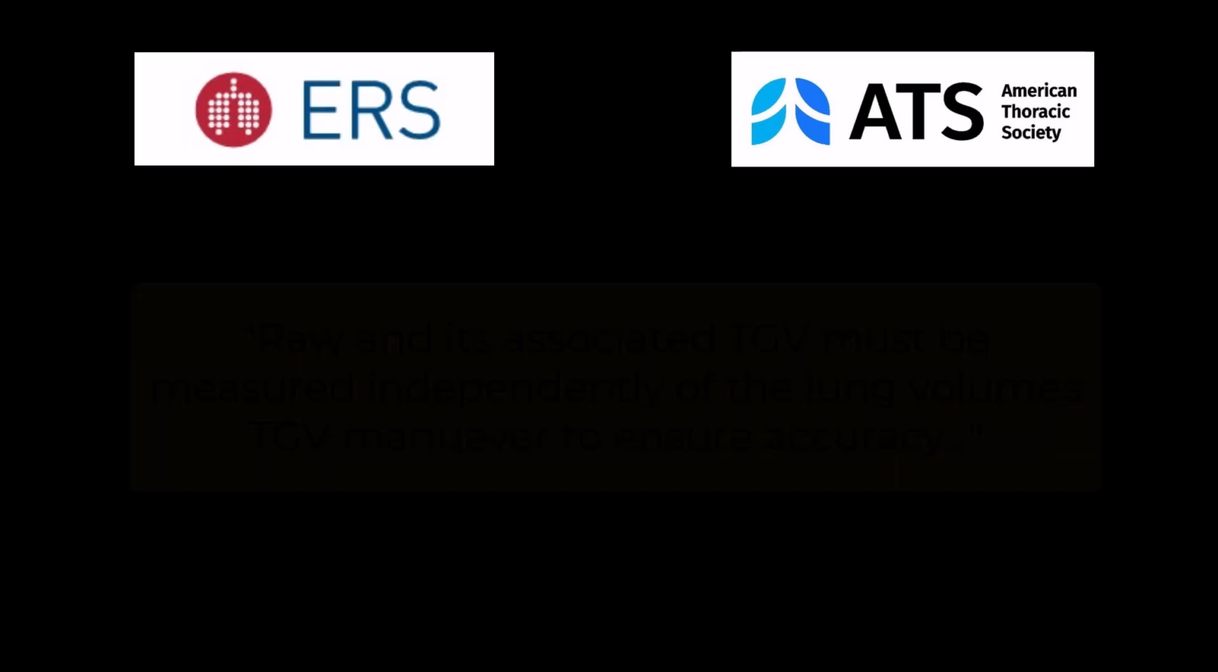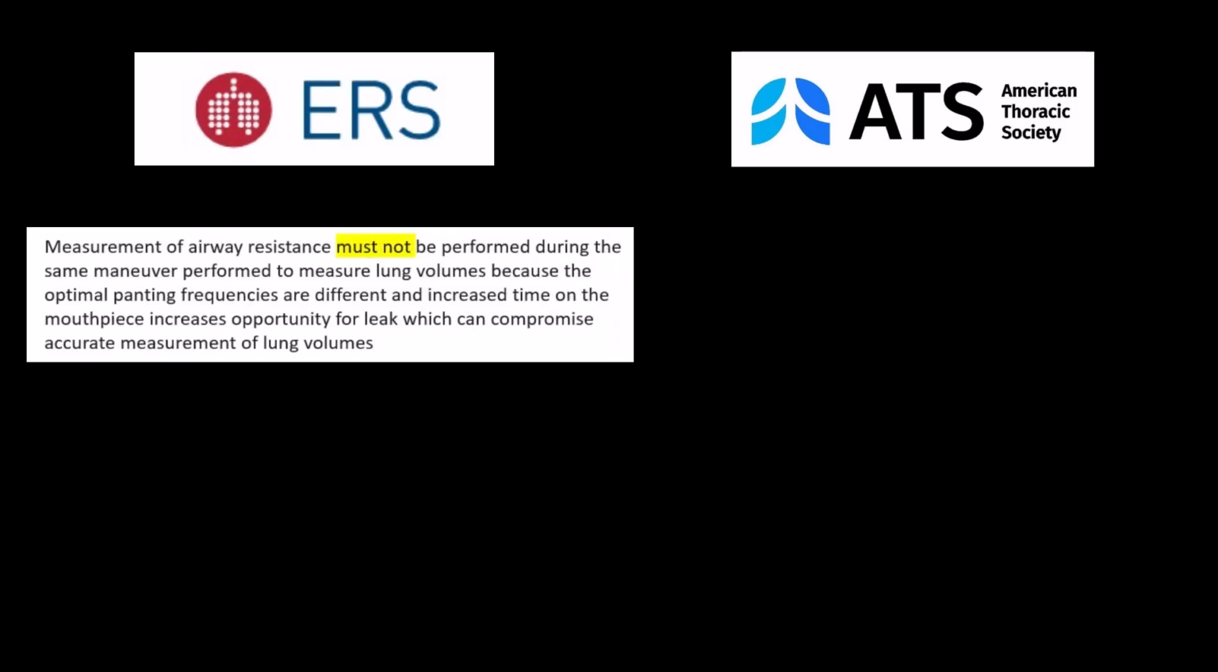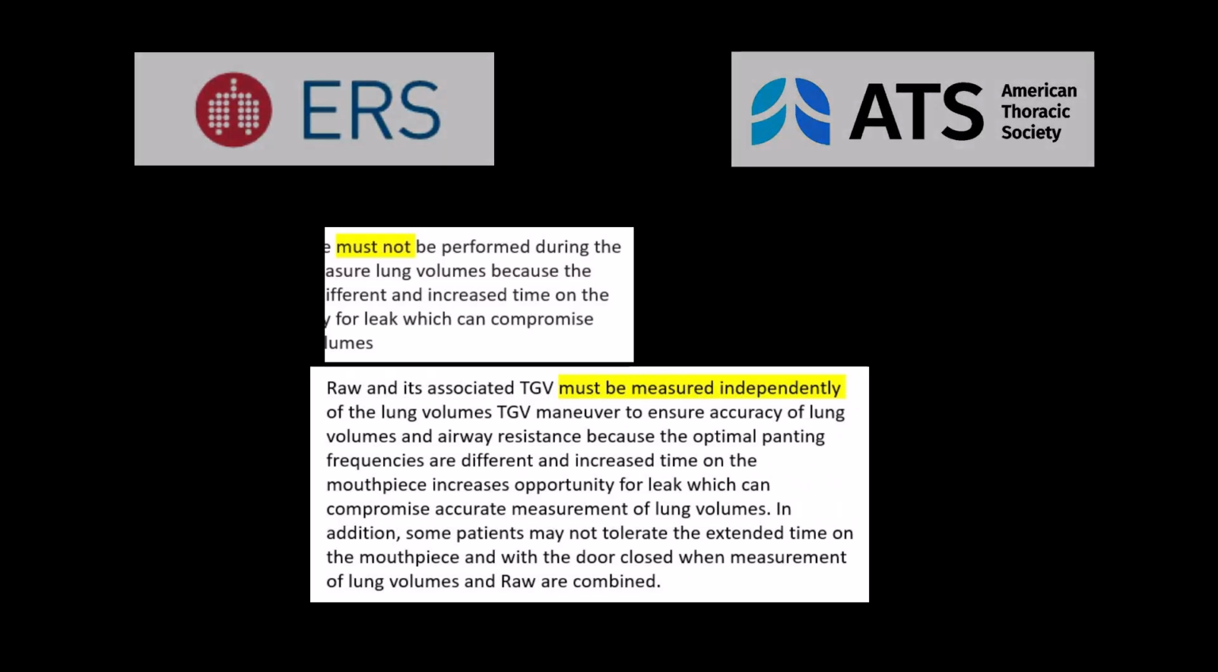It is important to note that within these documents, the committee recommends that the performance of lung volume efforts and airway resistance efforts be independent and separate from each other to ensure accuracy. They state that the optimal panting frequencies are different, and increased time on the mouthpiece increases opportunity for leaks and can compromise accurate measurement of lung volumes. In addition, when measurement of lung volumes and airway resistance are combined, some patients may not tolerate the extended time on the mouthpiece and with the door closed.